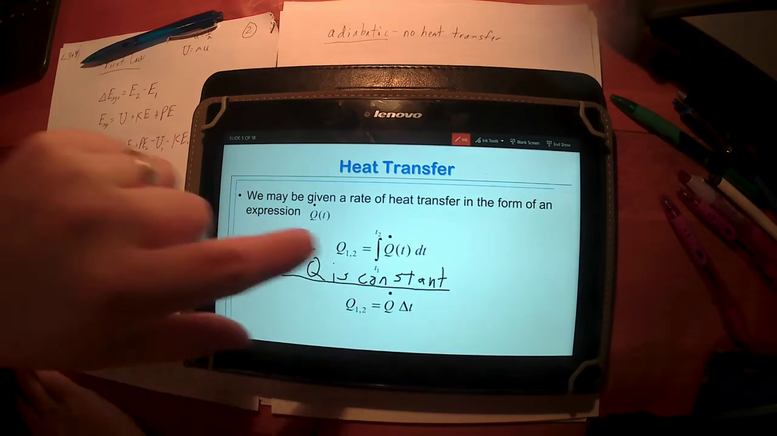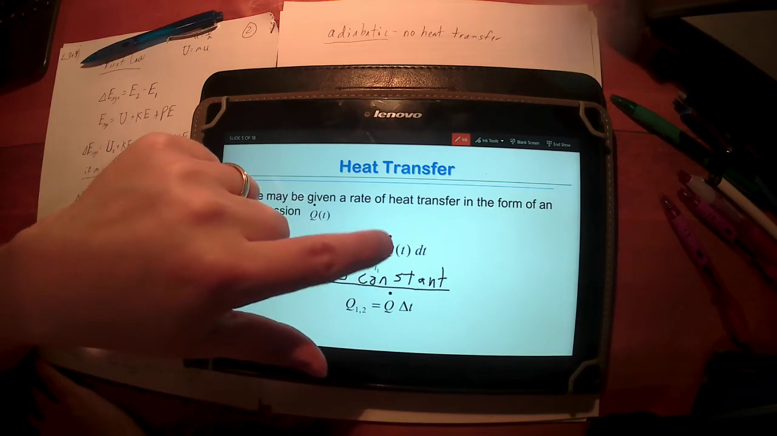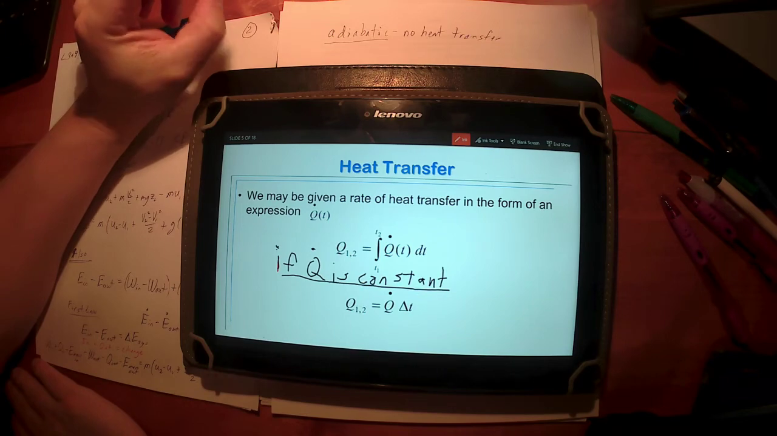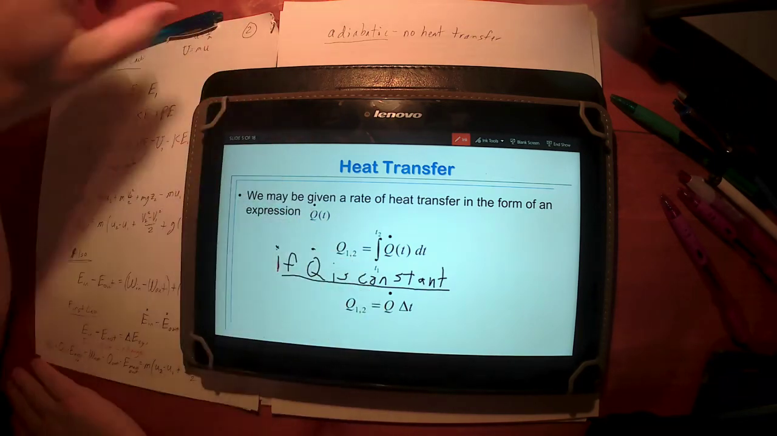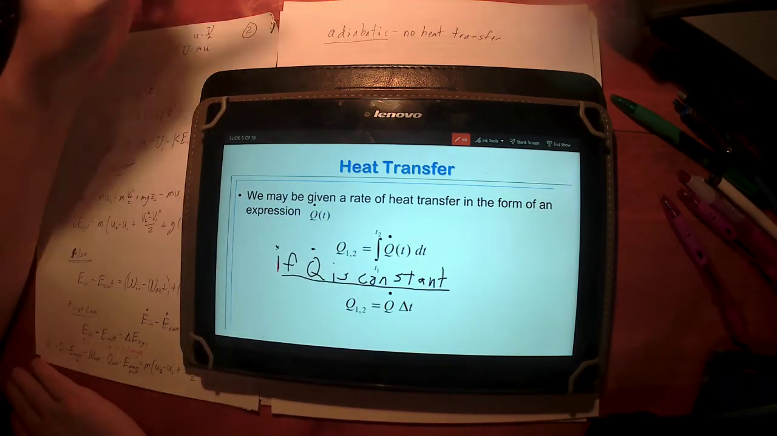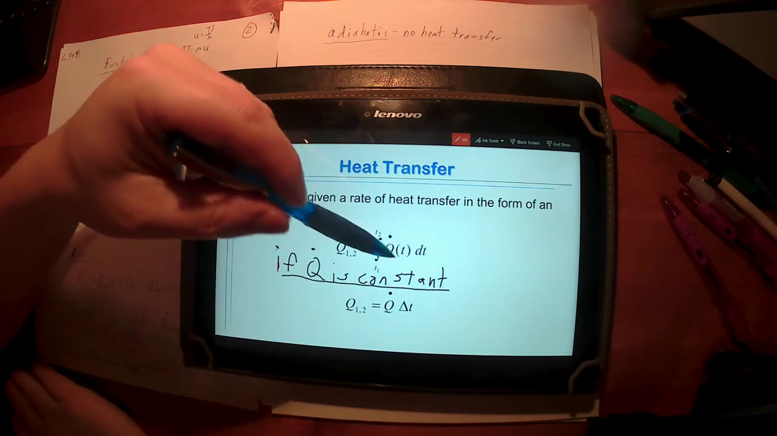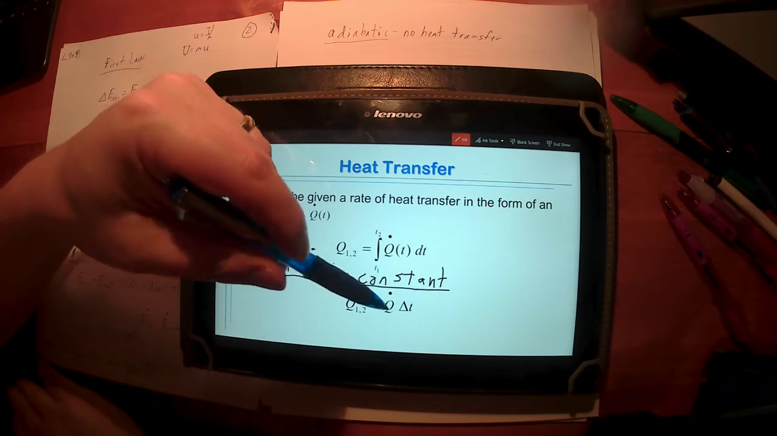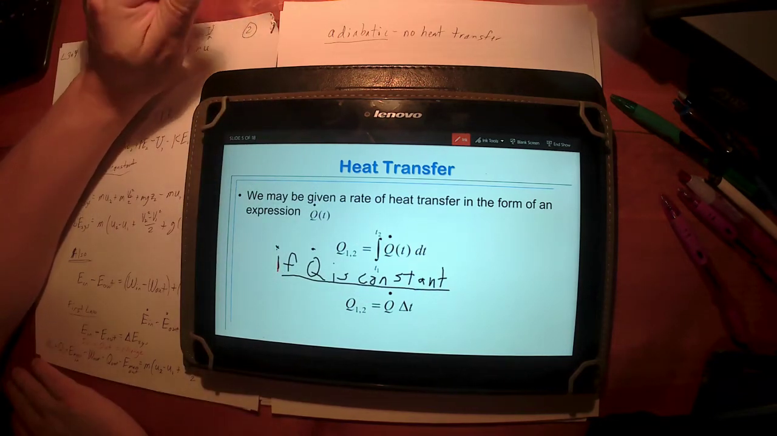Same idea here. If I know the rate of heat transfer, I can integrate that over a period of time, and that'll tell me the total amount of heat transfer during that time. Now, the easiest integral to do, in my opinion, is the constant. So if q dot is constant, it's not actually a function of time. It's just q dot multiplied by the amount of time, and that'll give you the total amount.